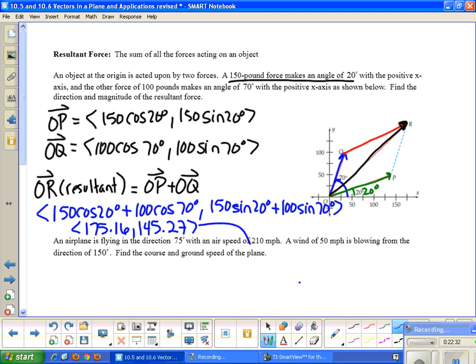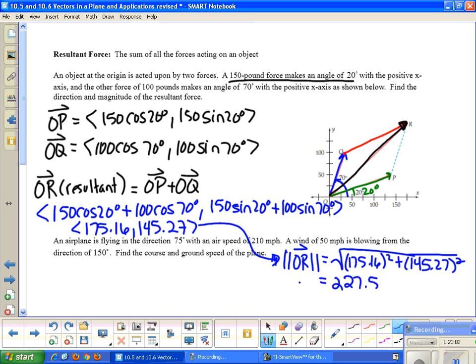So if you recall, the magnitude is just using your Pythagorean theorem. So the magnitude of OR would be equal to the square root of 175.16 squared plus 145.27 squared. And when you end up doing that, you end up with the magnitude being equal to 227.56. So this is the magnitude. And of course, we're talking about pounds, so 227.56 pounds.